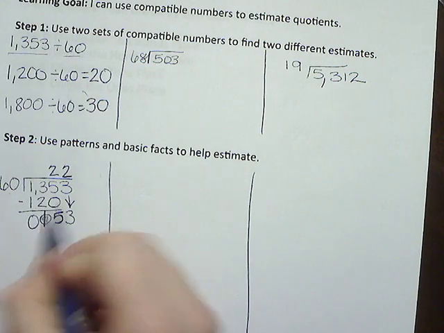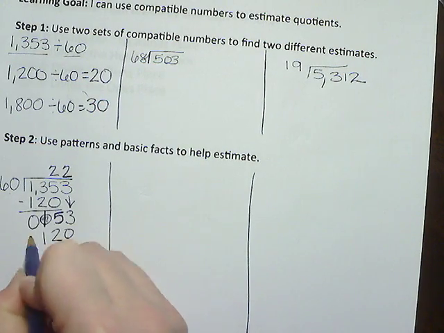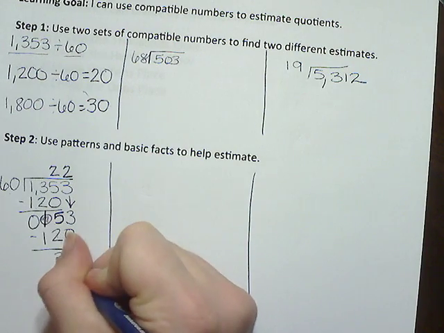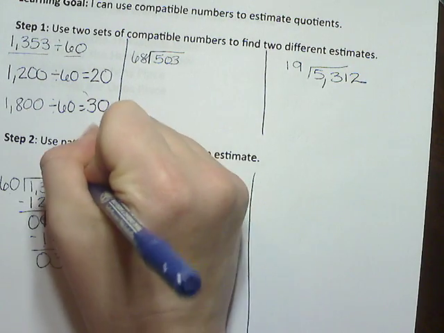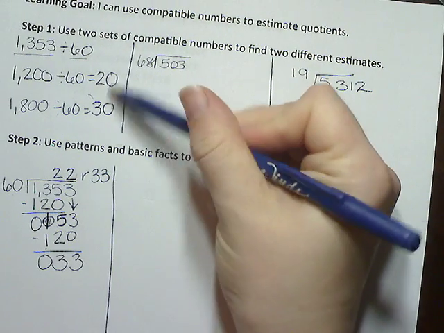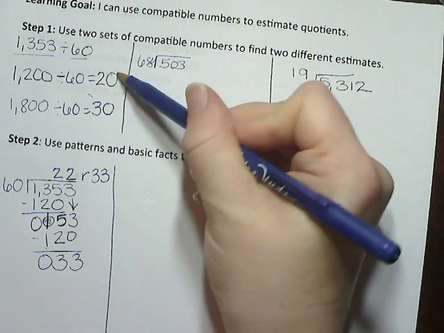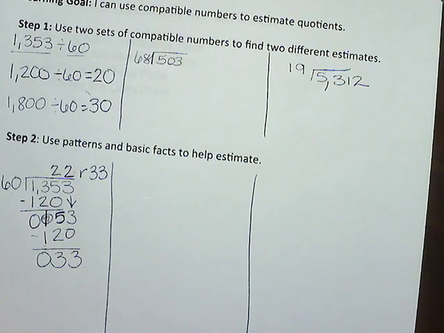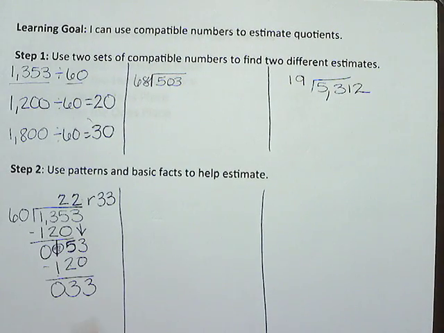So 2 times 60 is 120. I'm going to go ahead and subtract. 3 minus 0 is 3, 5 minus 2 is 3, and 1 minus 1 is 0. So I have 22 remainder 30. And as you can see, 22 is in between 20 and 30. So my estimates were correct. My answer fell in between 20 and 30. So that's how finding two different estimates can really help you.